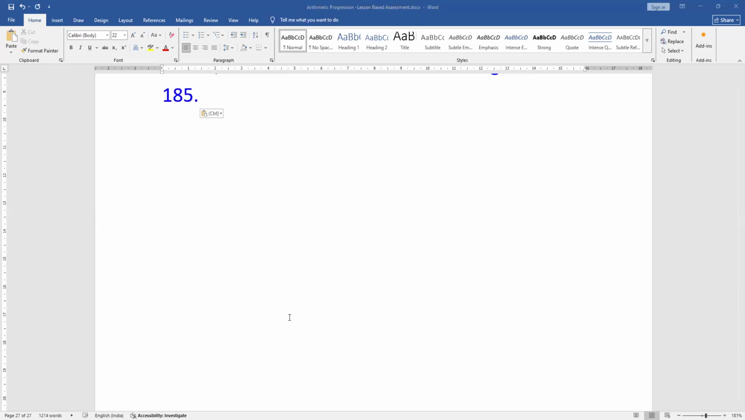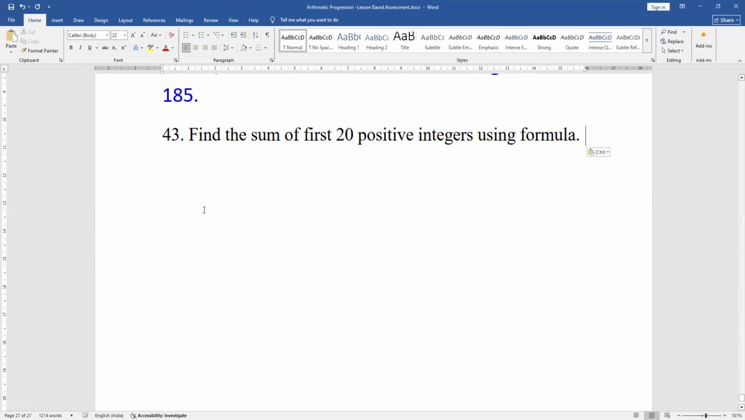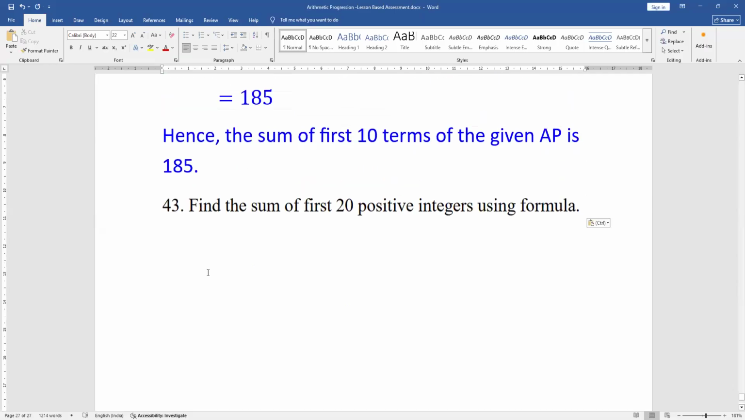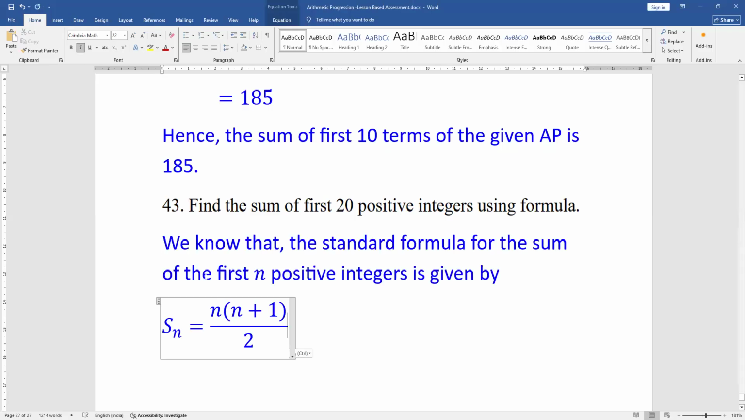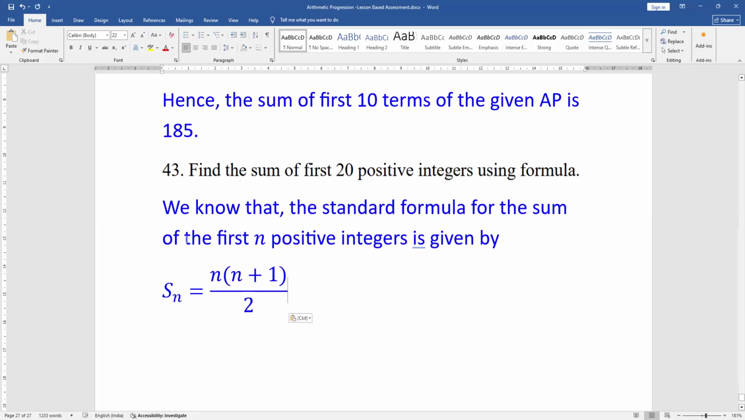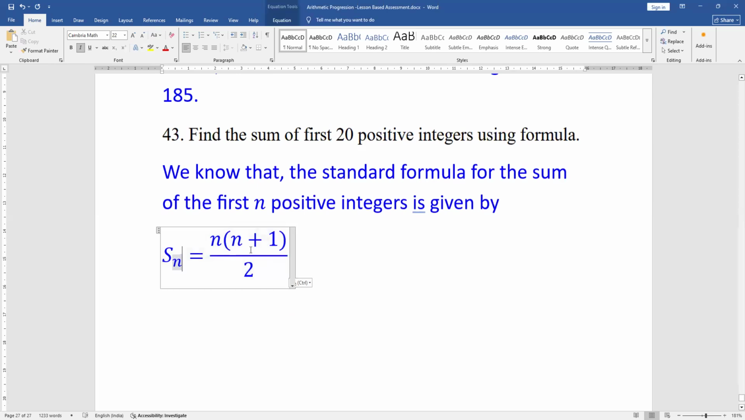Now I move on to the next question, 43rd question. Find the sum of first 20 positive integers using the formula. Now when I say positive integers, remember people, we can use a direct shortcut for this: n into n plus 1 divided by 2. There is a formula we use. So remember this. I'll be giving a formula list for you later, but for the time being, you just remember this. So we know the standard formula for the sum of first n positive integers is given by Sn equals n into n plus 1 divided by 2.